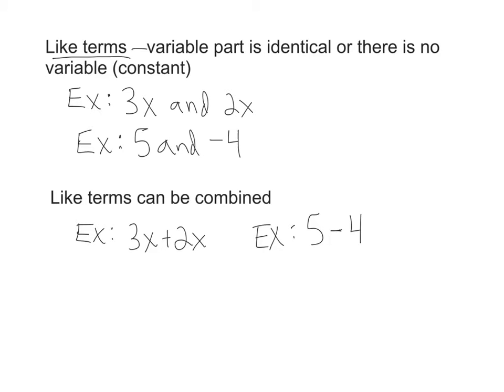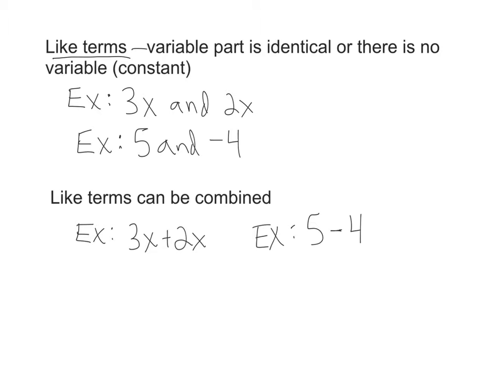One thing the book doesn't really talk about yet, we'll get to it later, but I feel is valuable for you guys to know at this point, is like terms. Like terms, the variable part is identical or there is no variable. In other words, we have constants, just plain numbers with no letters. So for example, 3x and 2x, those are like terms. Notice the letter, the x, is identical. 5 and negative 4, those are like terms. They're both constants, just plain numbers, no variable.